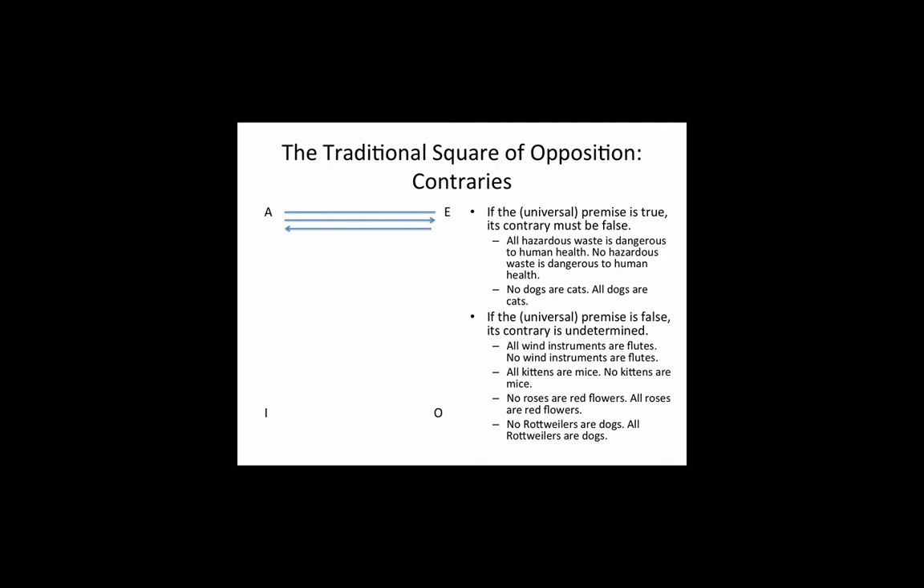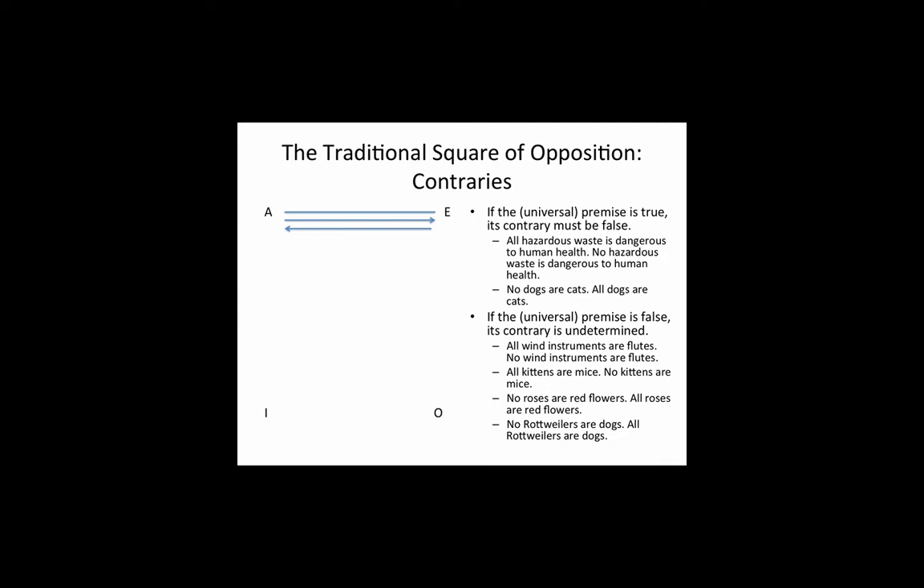So the first arrow goes from A to E, and that is an arrow that tells us if the A proposition is true, the E must be false. Now look at the third line, or the second arrow. If the E proposition is true, the A must be false.